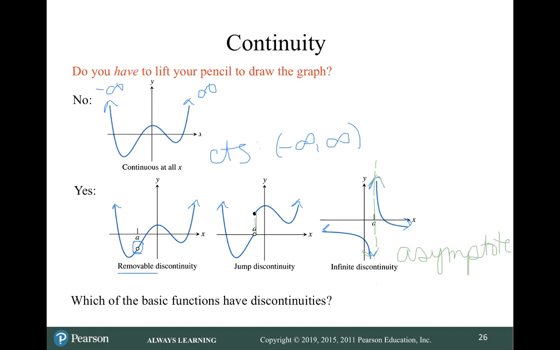Okay, and that asymptote is like a wall. The graph does not cross that wall. There is one case where the graph can go through an asymptote, and we'll talk about that next class. Okay, so I'd like you to think about that list of 12 functions that we started talking about in class. Which of those functions have discontinuities? Okay, we'll talk about that later as we fill in the chart.